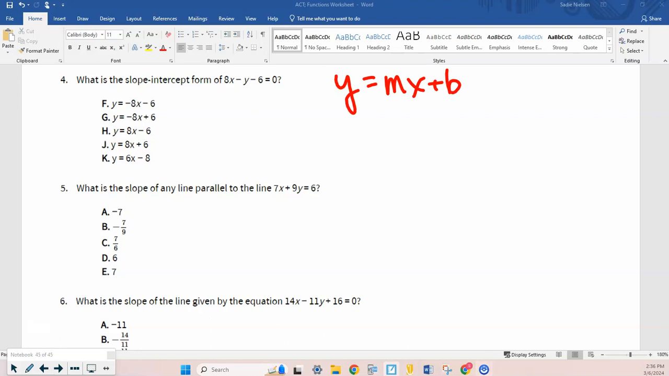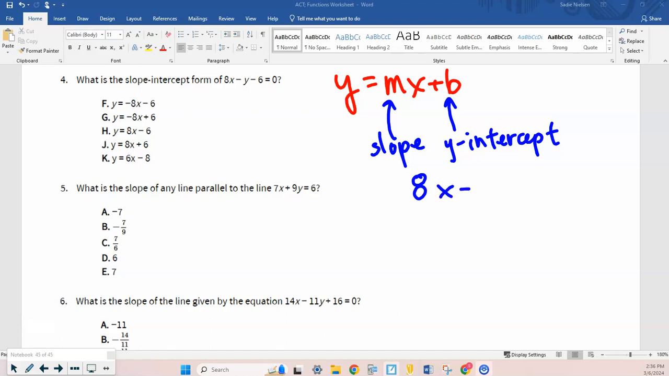Okay, so the slope right here, where's my other color? Here we go. m is your slope, right? b is your y-intercept. That's why it's called slope-intercept form. So if I take 8x minus y minus 6 equals 0, I want to get y by itself and then 8x and the number on the other side.